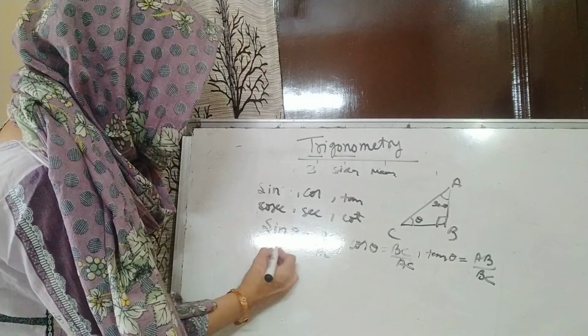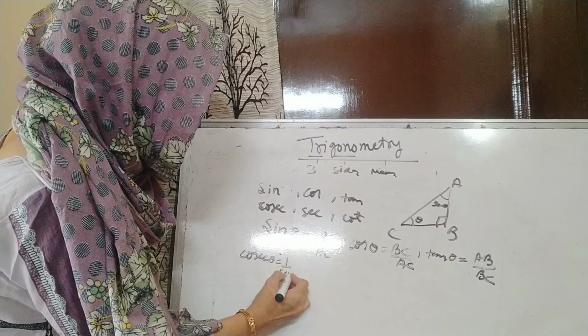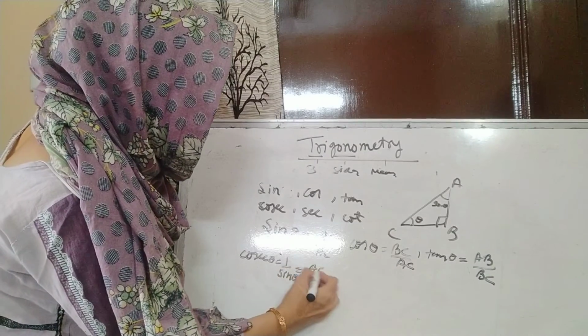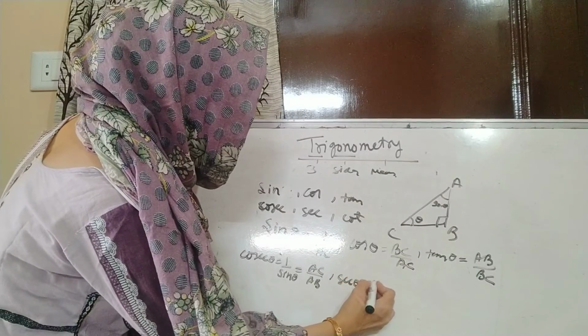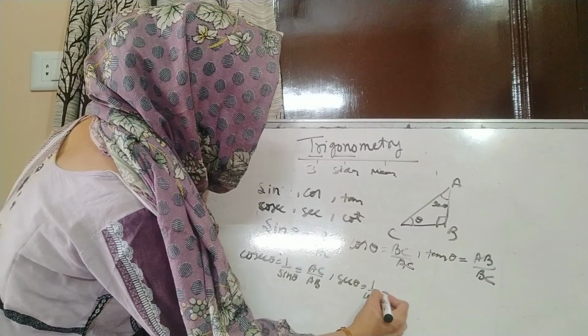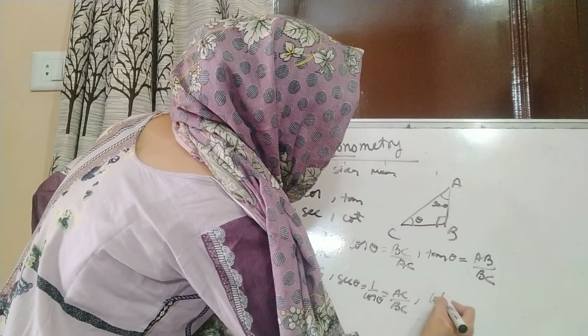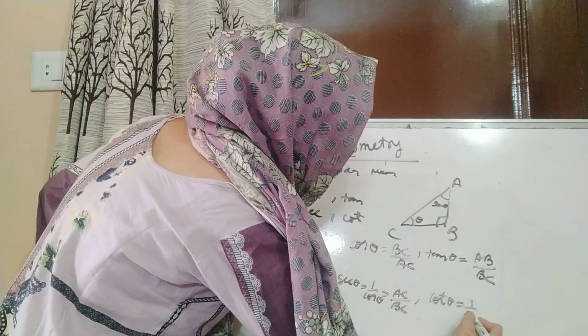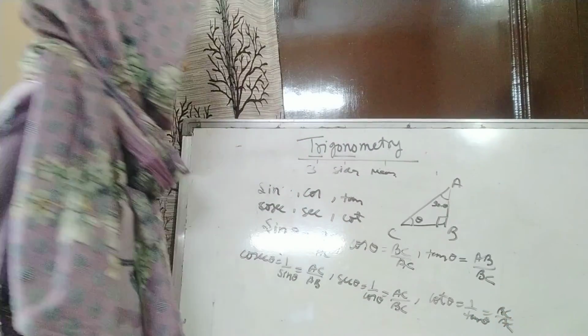Now the cosec theta can be given as 1 upon sin theta. So it will be AC upon AB. And sec theta can be given as 1 upon cos theta. So it will be AC upon BC. And cot theta is given as 1 upon tan theta. So it will be BC upon AB.